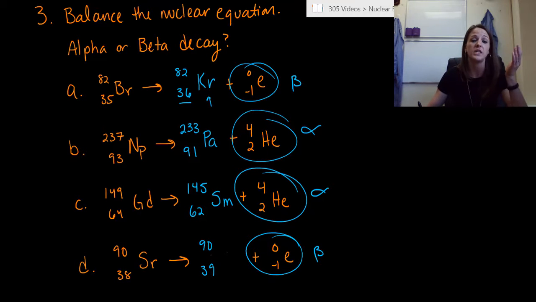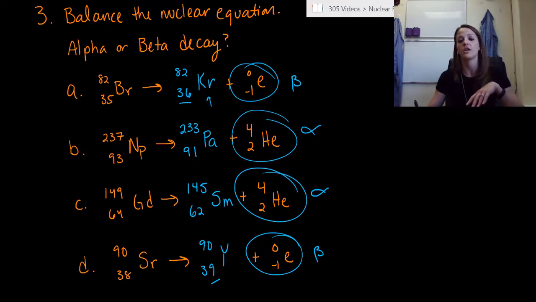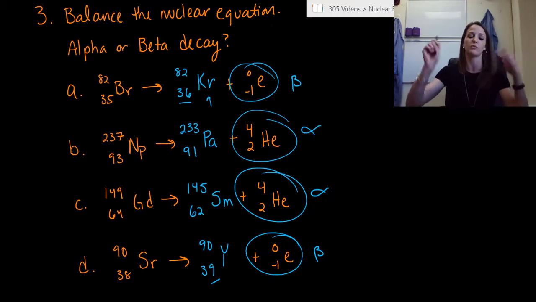Definitely correct. Now we need to check ourselves and figure out what our actual element is. Go to the periodic table, figure out which element has 39 protons. The only one that has that is yttrium, which is represented by the capital Y. We've already decided that it's beta decay, so we're done with this problem.